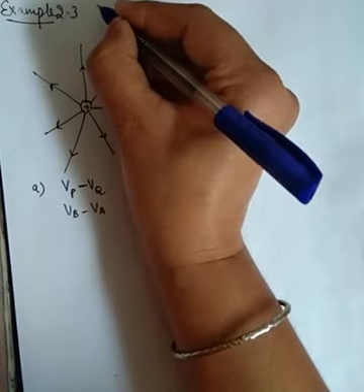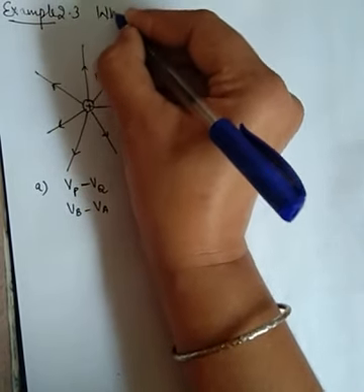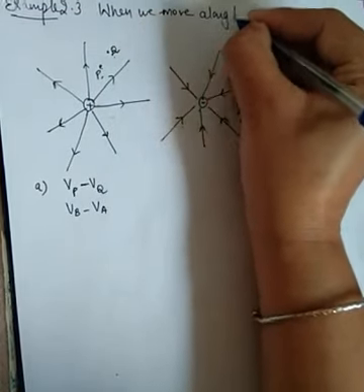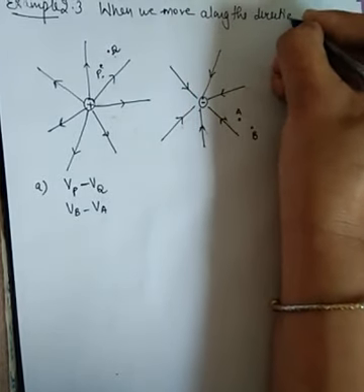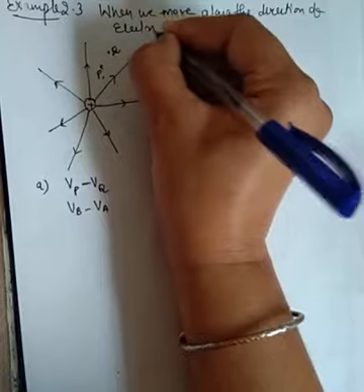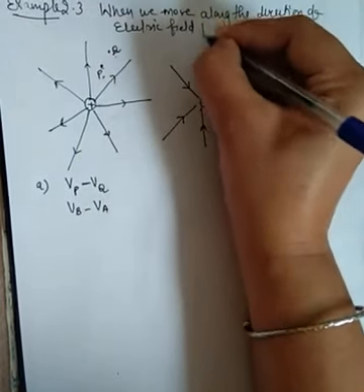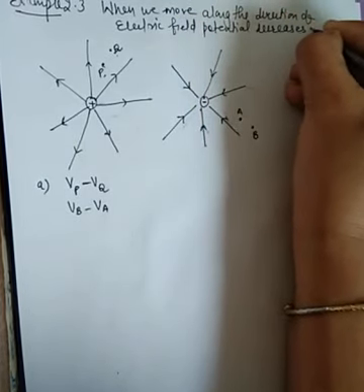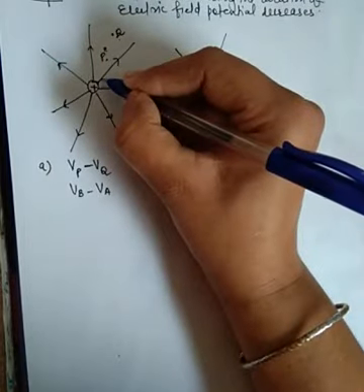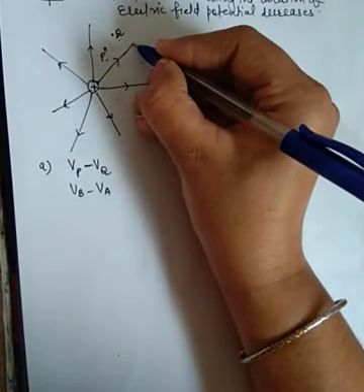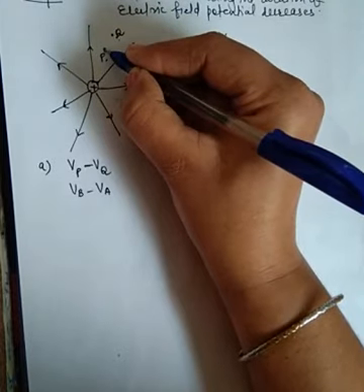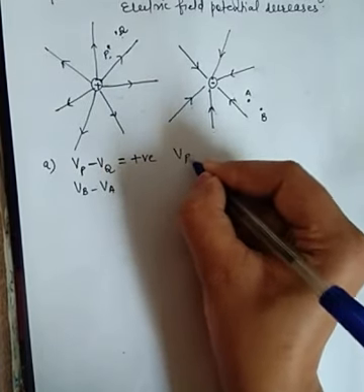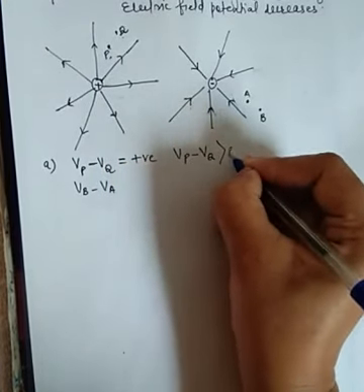You have to keep this point in mind: whenever we move along the direction of electric field, potential decreases. So when we are moving along the direction of electric field, potential decreases. It means Vp is more, Vq is less. So Vp minus Vq is positive, or Vp minus Vq is greater than 0.